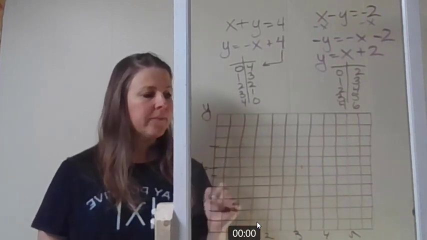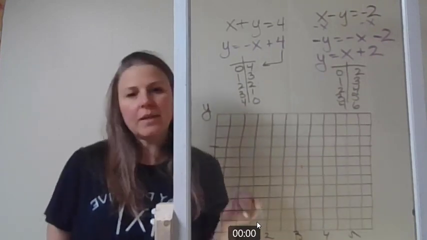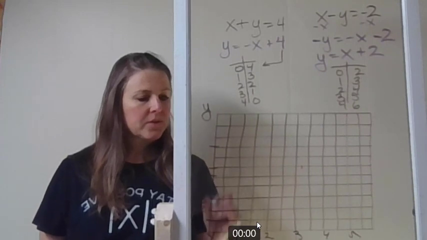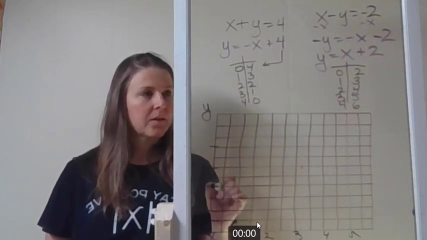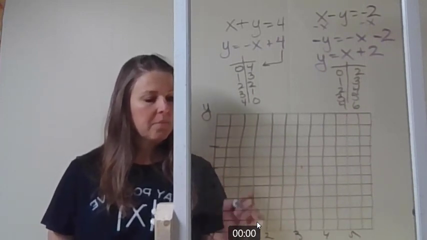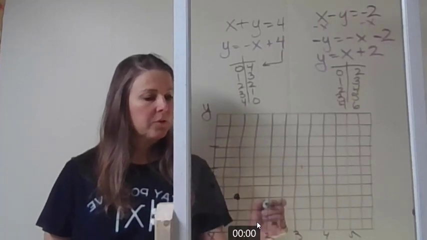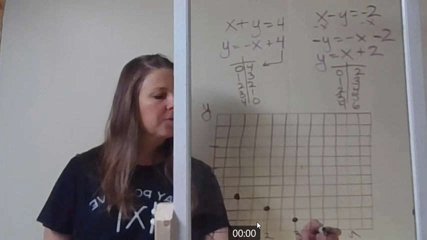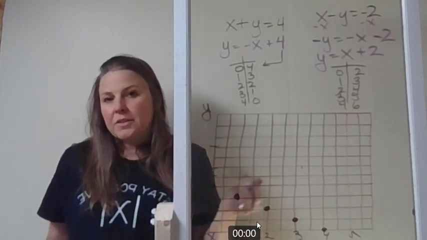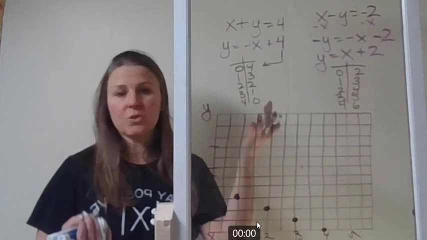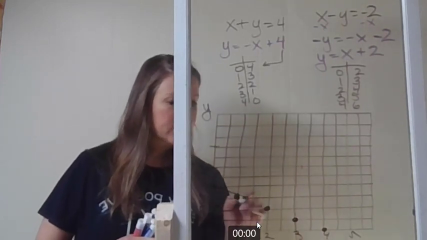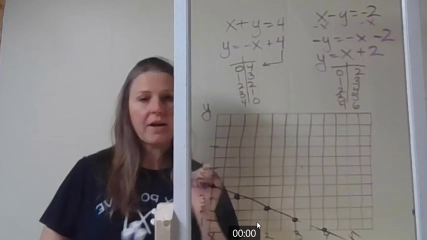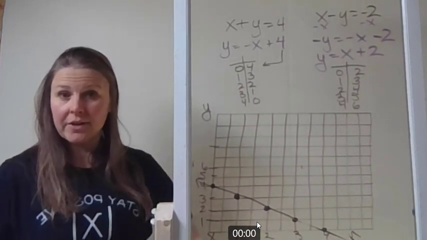So that's my y. Since this isn't really a story, I'm not going to put a title. So this one is over 0 up 4, over 1 up 3, over 2 up 2, over 3 up 1, and over 4 up 0. We should connect the dots because we don't know what the story is, so this line does continue forever. And go ahead and draw an arrow in both directions because it really continues forever.